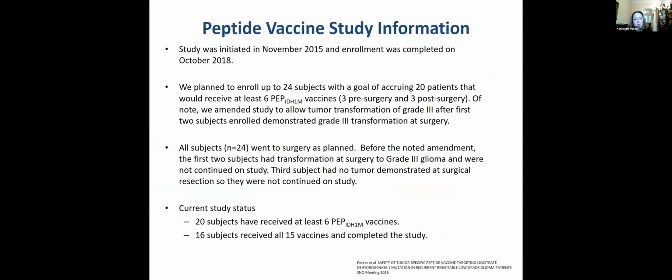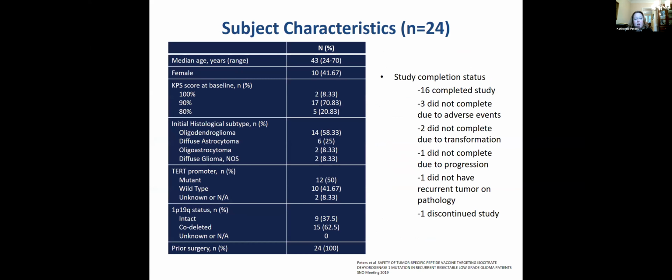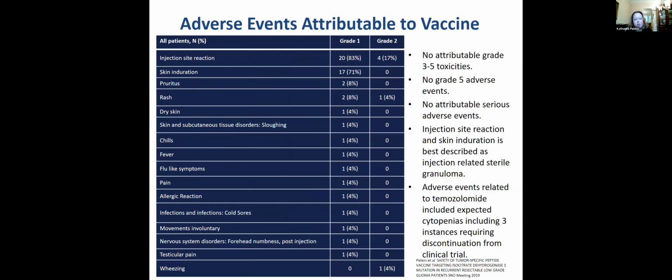We enrolled 24 subjects, from 2015 to 2018. At least 20 subjects got the 6 peptide vaccines, and 16 subjects received all 15 vaccines and completed the study. And this is just our breakdown of our patients, just to show you what they looked like. For courtesy of time, I'm just going to quickly show the rest of these slides.